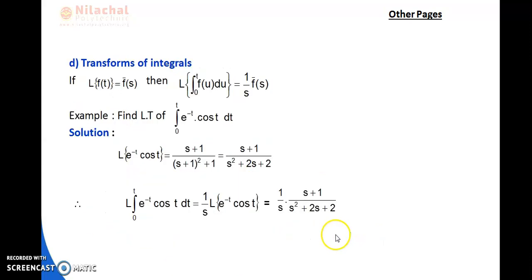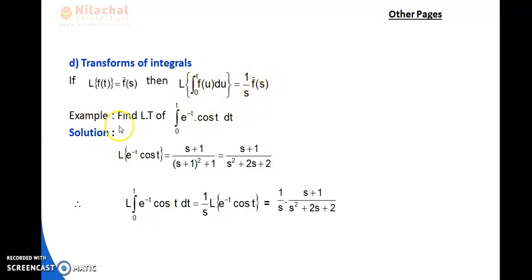Clear? Then transforms of integrals: if Laplace of f of t equals f bar s, then the integral of f of u du from 0 to t equals, first of all you have to find Laplace of this function, denoted as f bar s. Then for one integration, you write f bar s by s. Suppose double integration is there, you write f bar s by s square. So these are the shortcut techniques. You have to remember: one integration present, Laplace formula, f bar s by s.